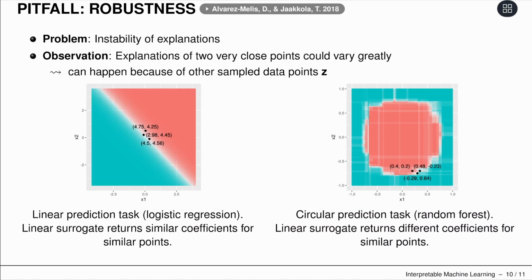If we have a linear regression model, of course, slightly changing the data point will not really change our explanation. But on that kind of surface with a tree-based model, a random forest in that case, slight changes could lead to completely different explanations if you're using a linear surrogate model. That's of course not really intended, but that's a common pitfall.